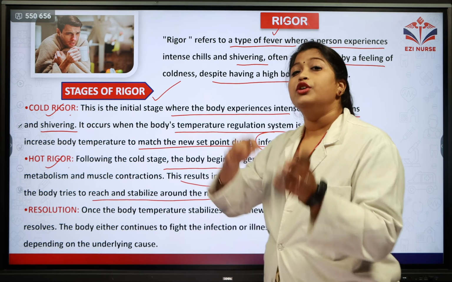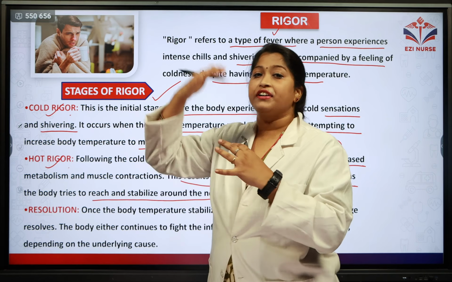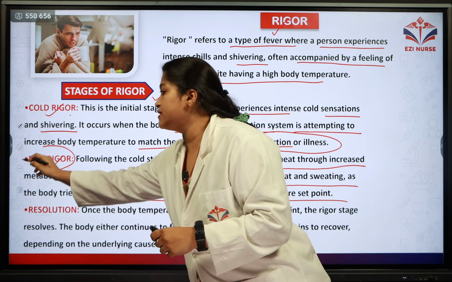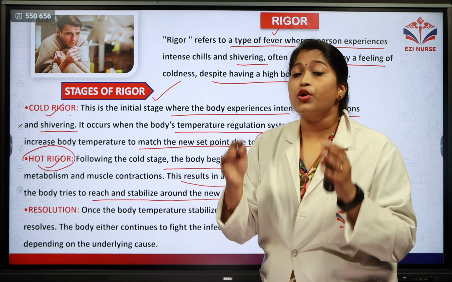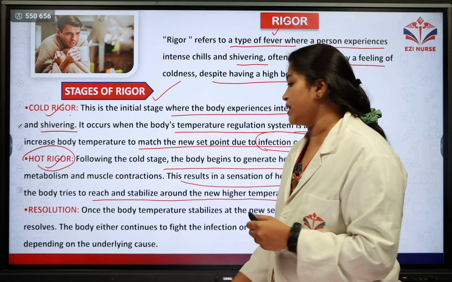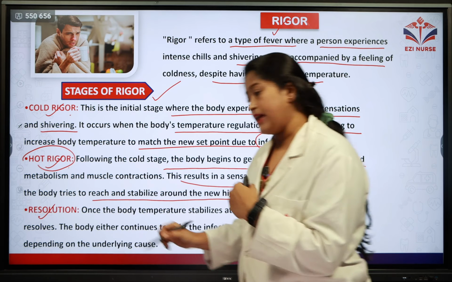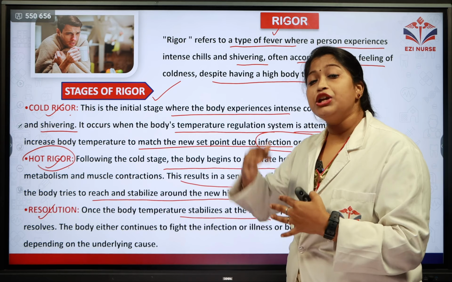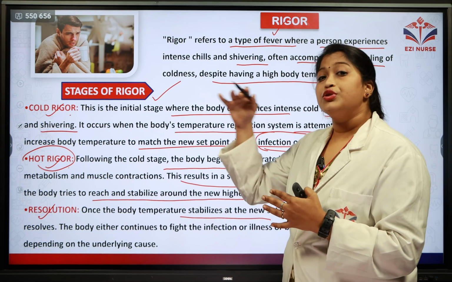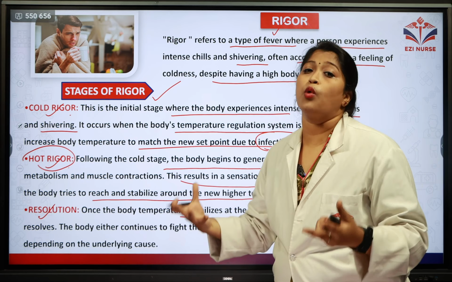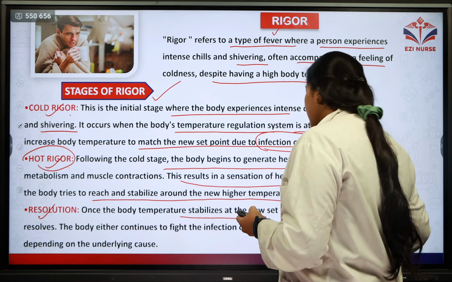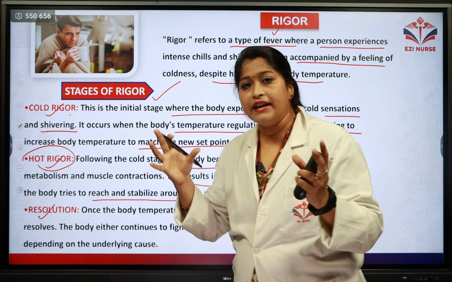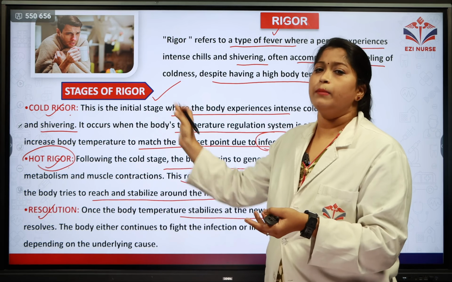So according to the requirement, the body tries to increase or decrease the temperature in this hot stage. Coming to the last or final stage, the third stage is the resolution stage. Here, the body temperature will be stabilizing at the new set point according to the patient's symptoms. You can see the stage resolves. This kind of shivering and sweating, feeling hot or cold, will be resolved.